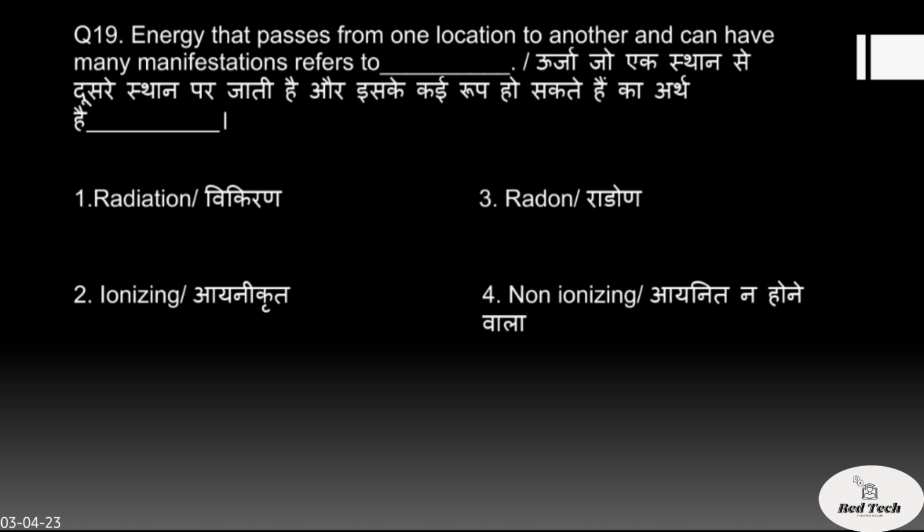Question number 19. Energy that passes from one location to another and can have manifestations refers to. So what type of energy passes from one location to another and can have many shapes? The options are radiation, ionization, radon, and non-ionizing. So the right answer is radiation. Radiation is that energy that goes from one place to another and can have manifestations or many shapes.